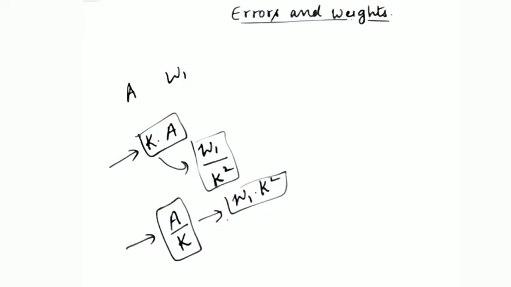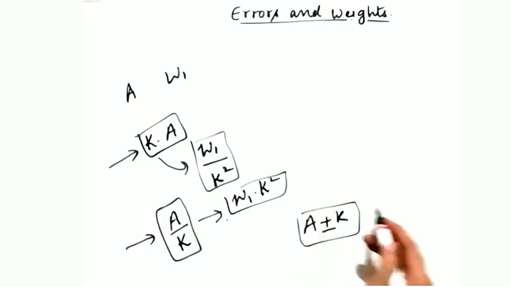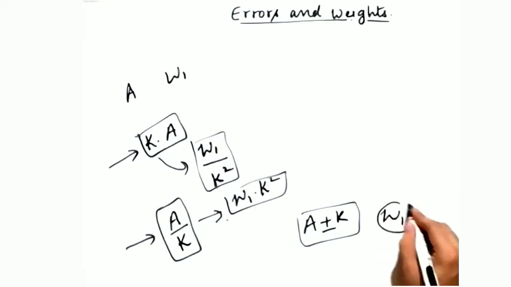Now there can be a case in which you add a constant or you subtract a constant in this a. Then what will be the weight? Then in such cases the weight will not be affected. The weight of this quantity a plus k or a minus k will remain as W1.